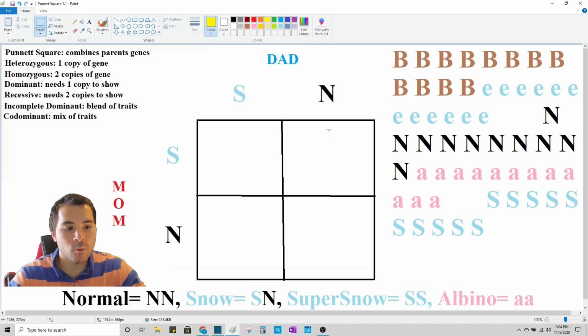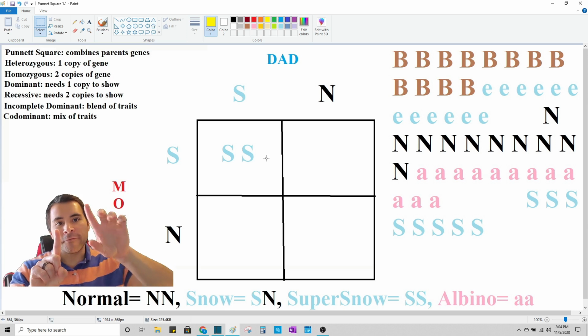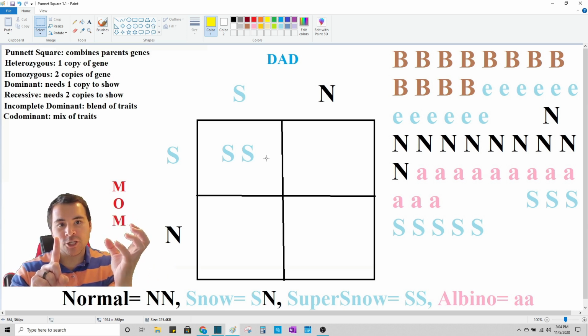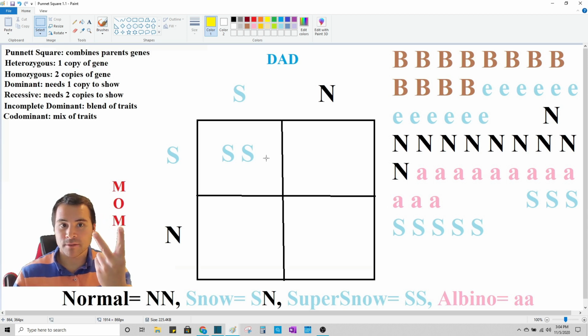So child number 1 is actually going to be something pretty cool. It's going to be big S, big S. So in leopard gecko genetics, whenever you have an incomplete dominant trait, that means that the full expression of that trait will be complete when you have 2 copies.